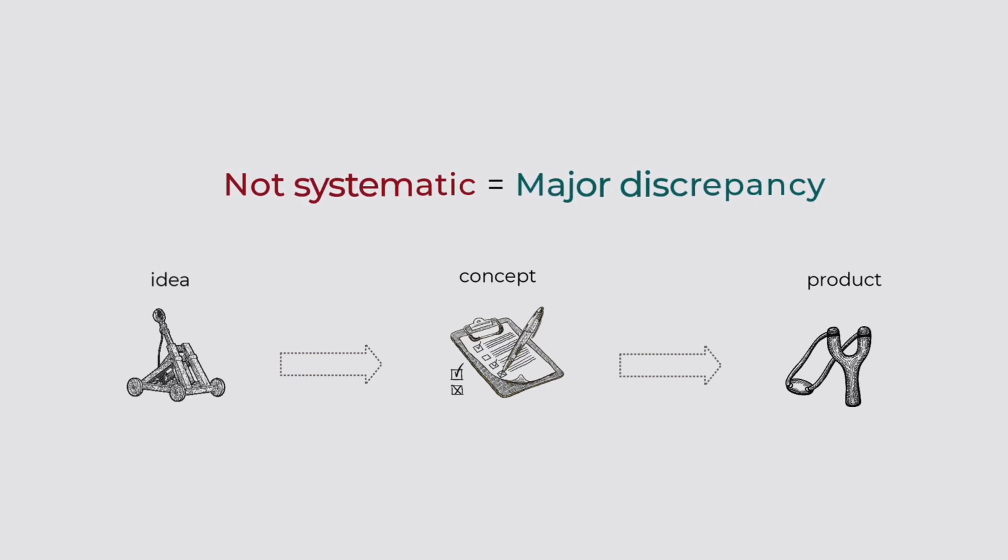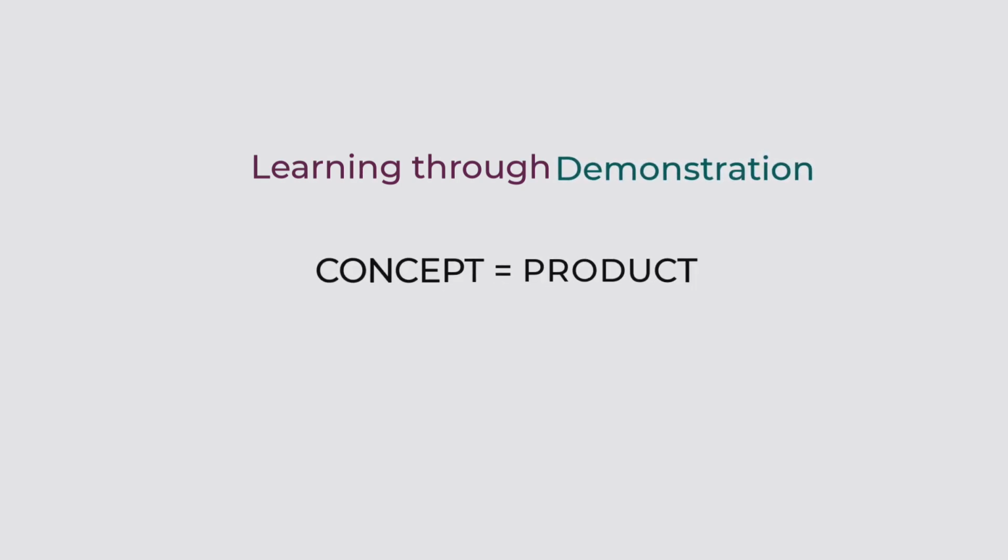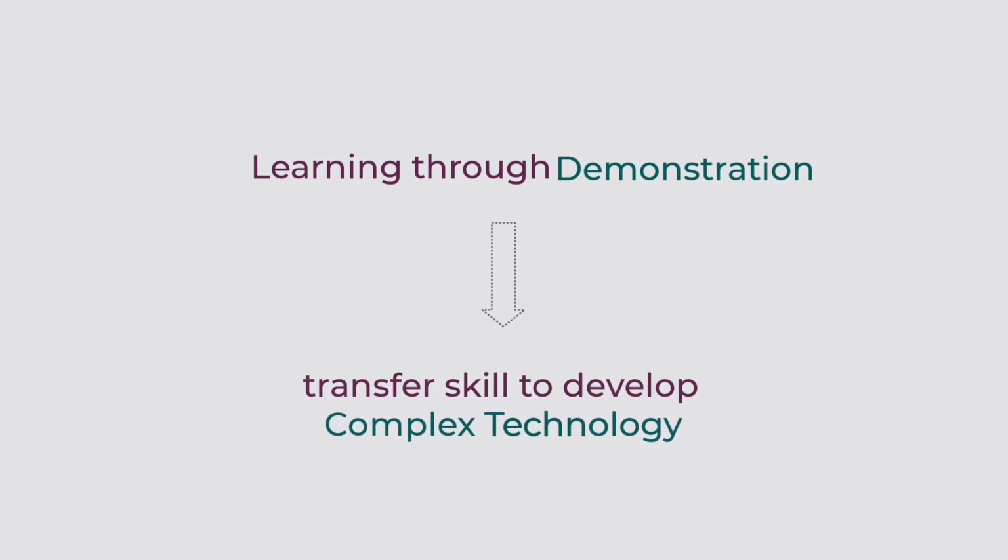This series is to help you as an innovator to avoid this problem as early as possible. This series is designed to learn through demonstration, not just theory of innovation or product development. I will demonstrate to you how to systematically derive a concept from idea and how we make sure that the realized product is consistent with our concept. You will benefit from this demonstration as the experience and the skill that you will learn here can be applied into any complex technology development.